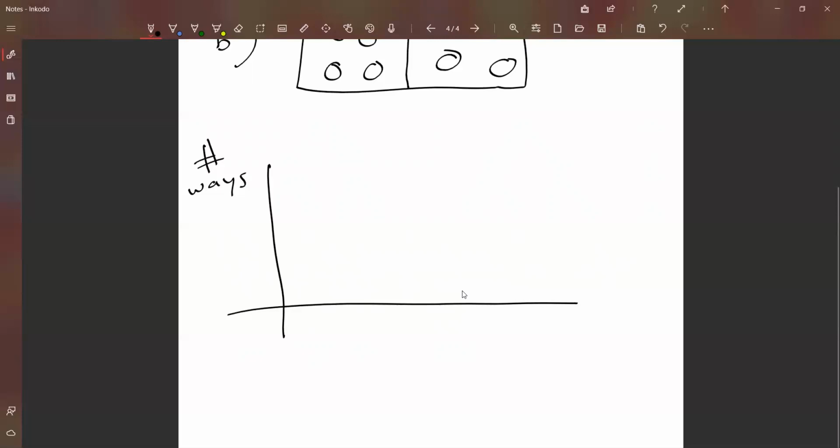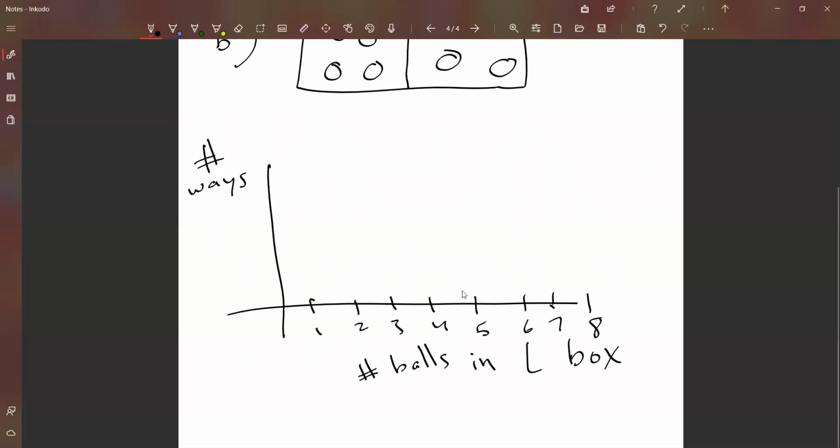So I'll say, how about number of balls in the left box? Okay, so we've got 1, 2, 3. These are the possible number of balls we could find in the left box, and I actually left out 0, didn't I? Have to include that one as well. How many ways are there of having 0 balls in the left box? Well, there's only one way, because all 8 balls would have to be in the right box. So I'm going to draw a bar of 0 height.